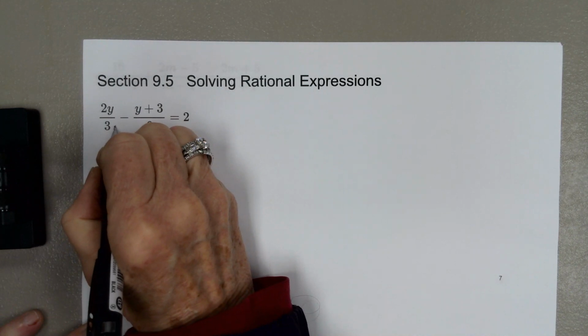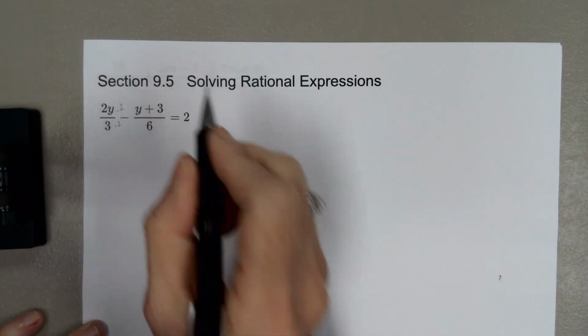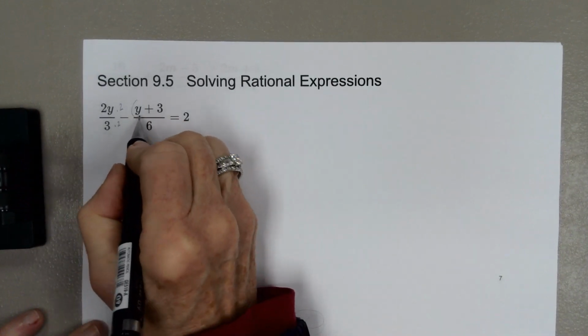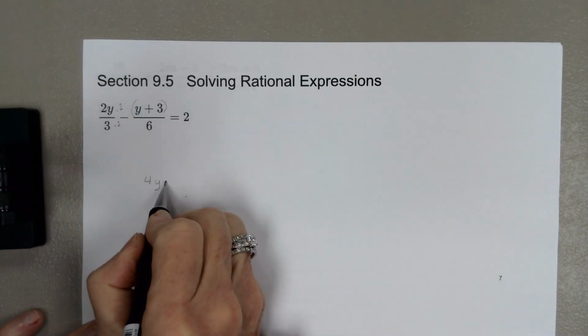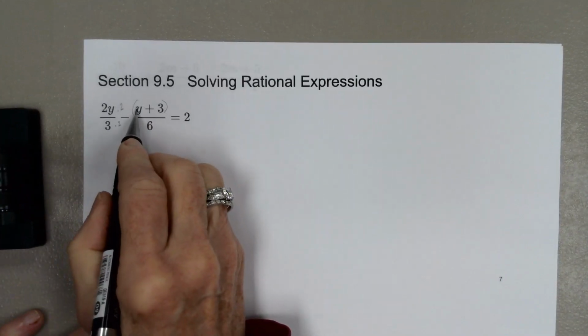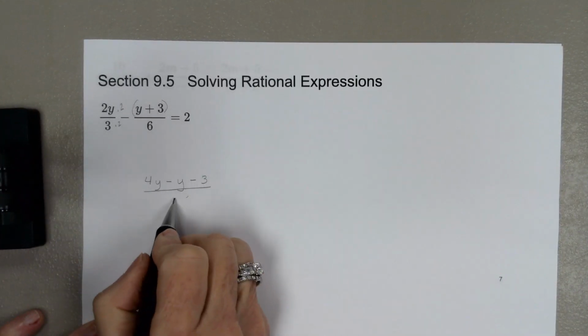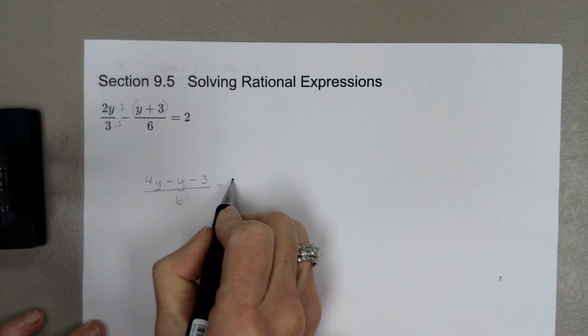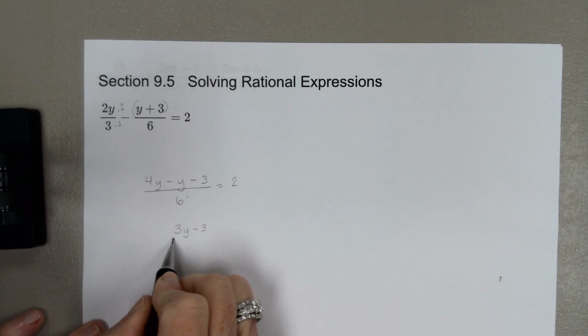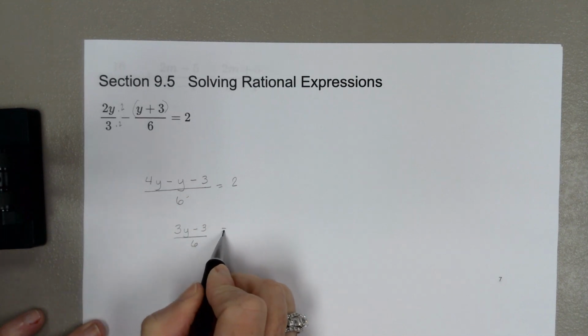So what I'm going to have to do is multiply the top and the bottom there by 2. So I get a 4y. Now, don't forget, if you've got a minus between them, you've got to distribute that minus all the way to both the items in the parentheses. And that's over 6 is equal to 2. So I have a 3y minus 3 over 6 equals 2.